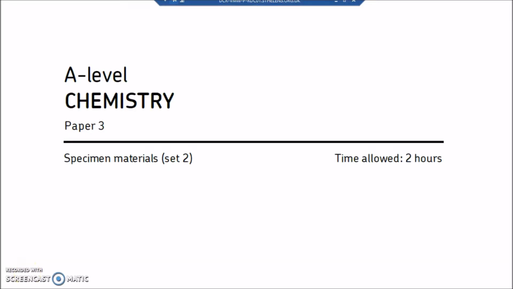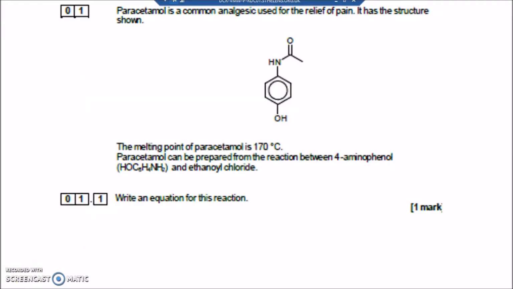A-Level Paper 3, Specimen Set 2. Paracetamol is a common analgesic used for pain relief. It's got the structure shown below. The melting point is 170.